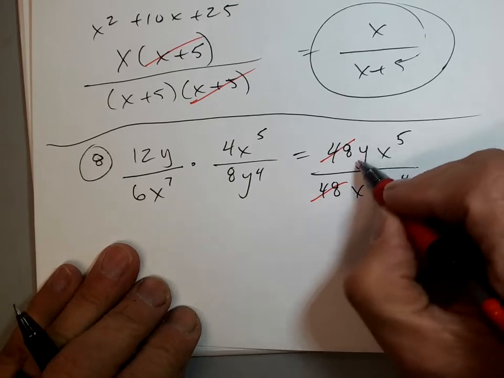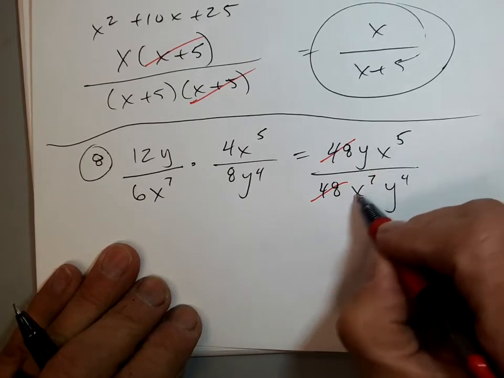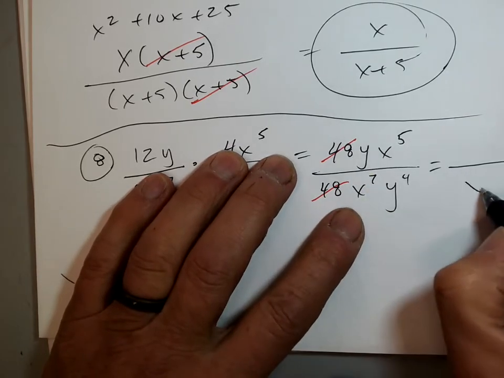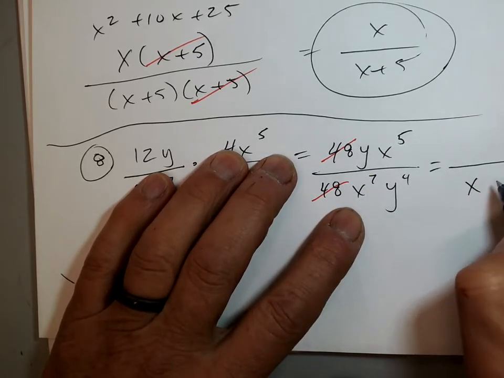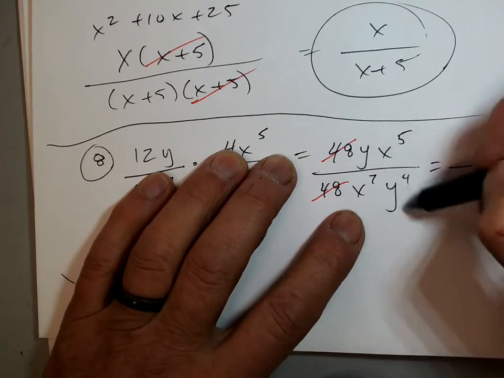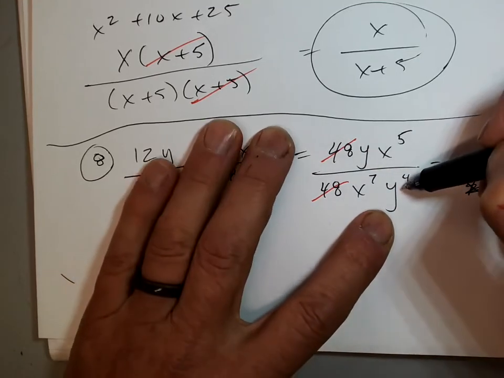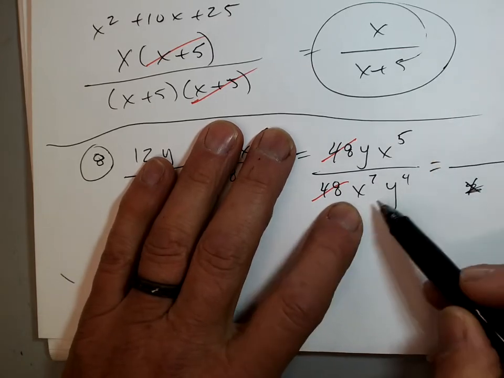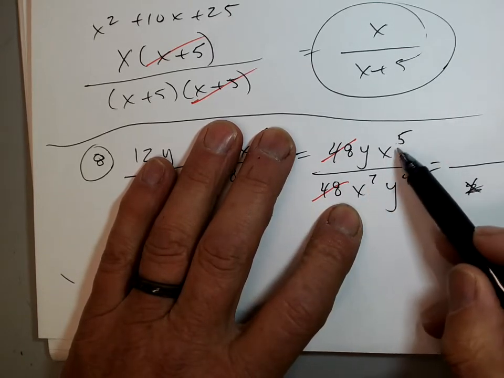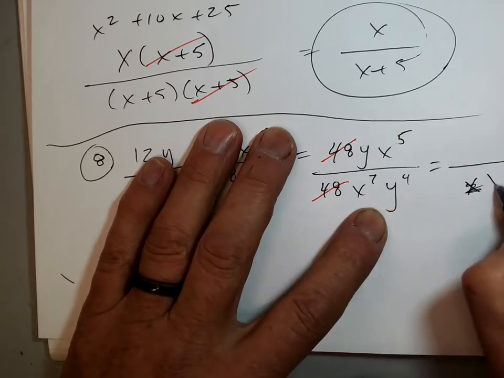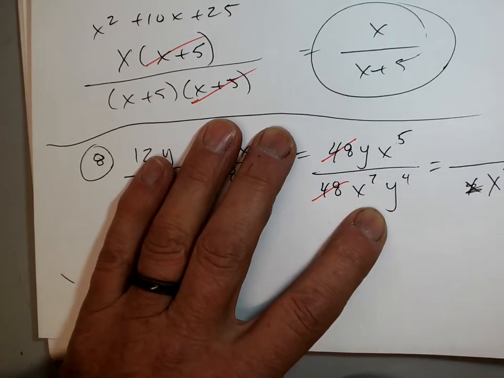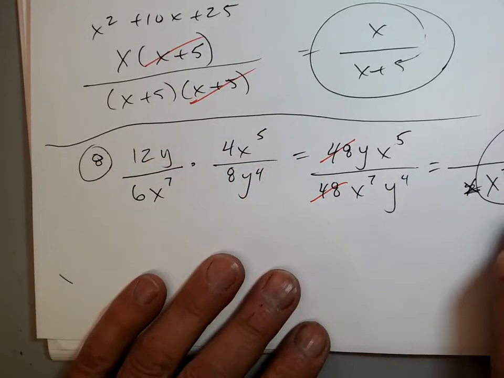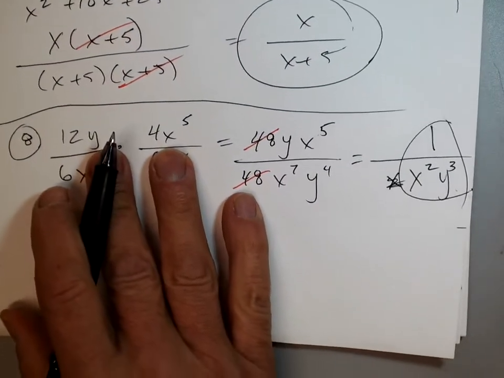One of these y's will cancel out one of these. So if I cancel 1 for 1, I'm left with, oh, sorry you guys, my bad, the y's. One of these y's for one of these y's makes a y to the 3rd. Okay, 5 of these x's with 5 of these x's leaves an x to the 2nd. What's left on top? A 1, because 48 over 48 is 1. Okay. Yeah. There you go.